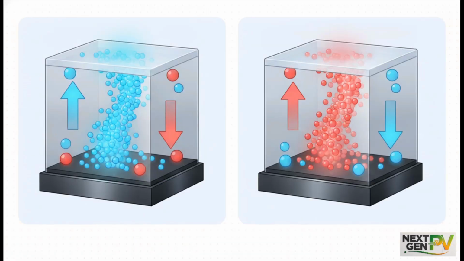And because those layers are flipped, the physical behavior of the cell under the hood fundamentally reverses. In an NIP cell, electrons are pulled forward toward the illuminated glass side, while the holes travel away toward the dark back metal contact. But in a PIN cell, that physical pathway is totally reversed. The holes are the ones pulled forward towards the glass, and the electrons travel to the back. Think of it like a complete change in the direction of traffic flow.